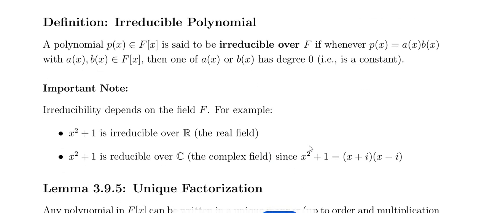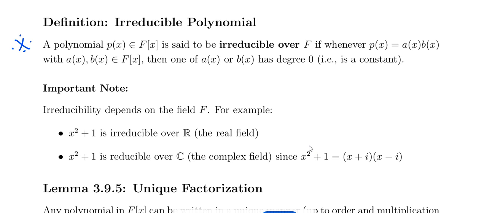The next very important concept is irreducibility. Mostly very important: a polynomial p of x is said to be irreducible over F. When you say the polynomial is irreducible, p of x expressed as a product of factors a of x, b of x means one of a of x or b of x has degree 0, that is, a constant polynomial. Then that is called the irreducible polynomial.